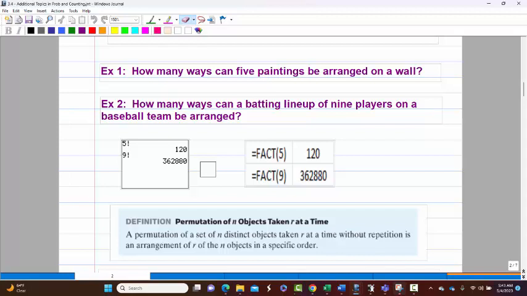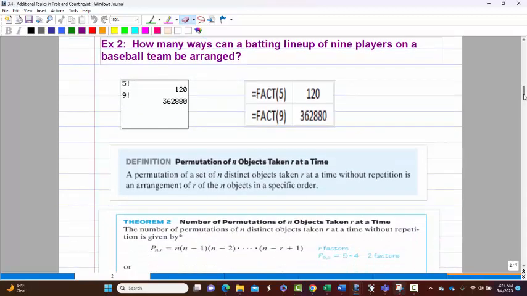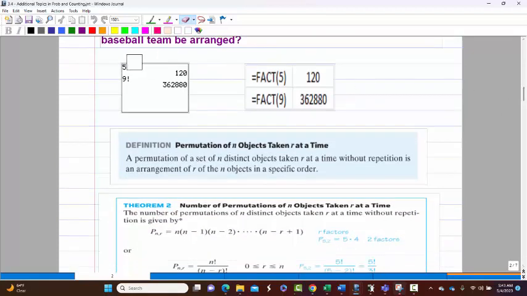And the next one says, how many ways can a batting lineup of 9 players on a baseball team be arranged? It'd be 9 factorial. Since we're going to be doing homework problems, I'm not going to worry about retyping these in right now, because like I said, you'll see real-time examples coming up. But anyway, there they are, both calculated, and there's Excel. So 9 factorial, that means there's 362,880 ways you can arrange the order of 9 players in the batting lineup. That's a lot, isn't it?